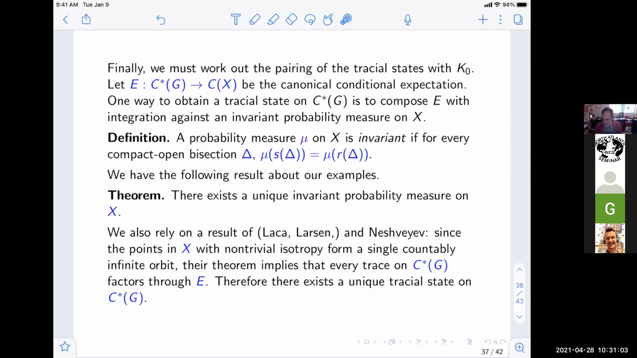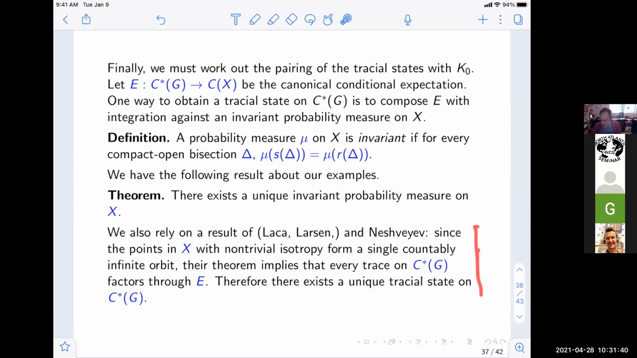So again, just recalling the definition, a probability measure on the unit space is invariant if it assigns the same measure to the source and range of a bisection. Okay, a little bit technical groupoid stuff, let's not worry about it. So in our case, we proved this theorem. I'm going to show you a little bit about that in a minute. So our groupoid G admits a unique invariant probability measure on the unit space.